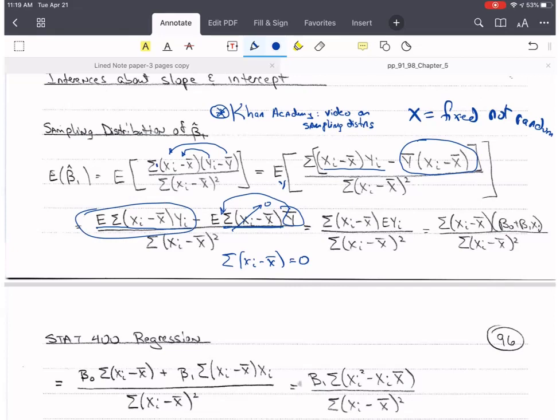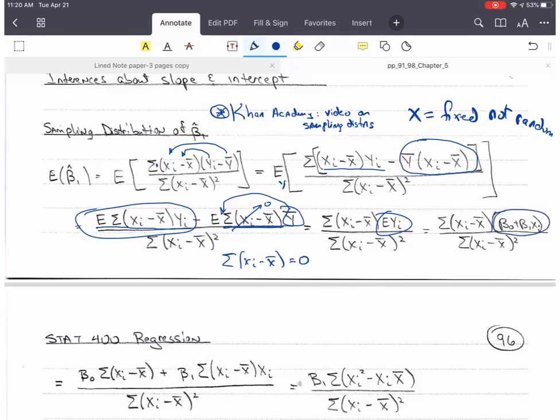Now what I can't do is pull yi out. I can't do that because it has an i. Because it has that subscript, it stays in. And so I have the sum of, for every value of x, xi minus x bar times the expected value of yi. Okay, so this does not cancel out to 0. And I can't do anything with the top versus the bottom here. But I can rewrite the expected value of yi as beta naught plus beta 1 xi.